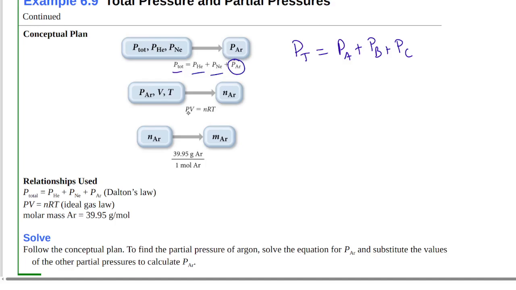From the pressure of argon, we can get the moles of argon because we learned that the partial pressures have similar relationships to the ideal gas law as they do to the partial pressure equation. So the partial pressure of A is equal to the moles of A by the ideal gas law. Okay? And then from the moles of A, we can calculate the mass of that component. So we're going to do that for argon.